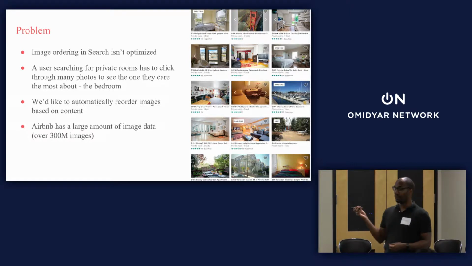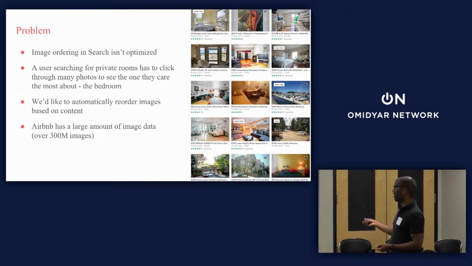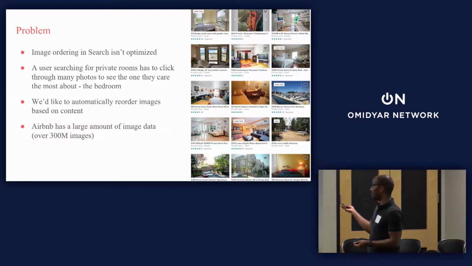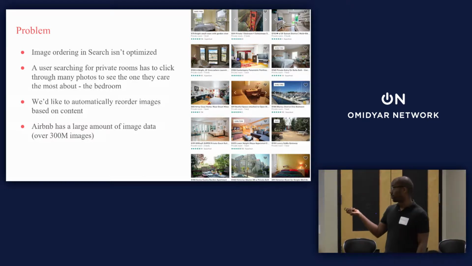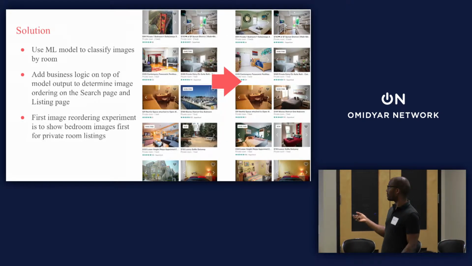So for a private room, you'd think that the thing that would be most important to the person is the bedroom. And yet you can see here that we don't actually have many bedrooms being displayed. So what we'd like to do is reorder the images based on this content. And in particular, the images that are outlined, I'm not sure if it's super easy to see, are the ones that we'd like to reorder.